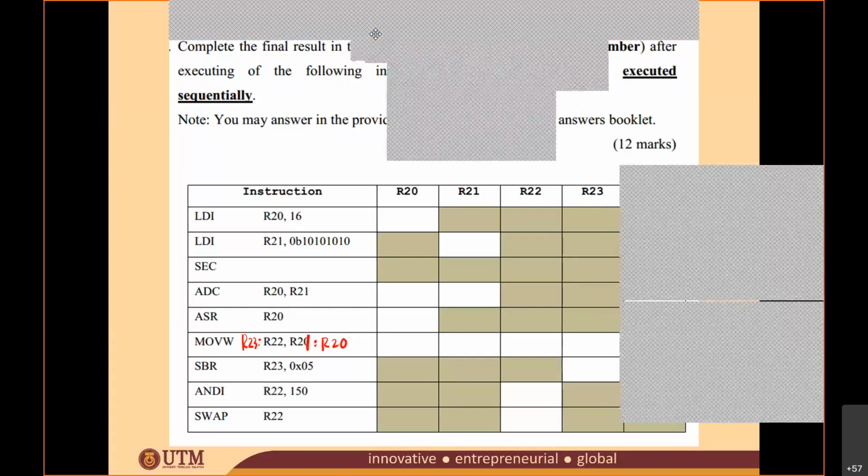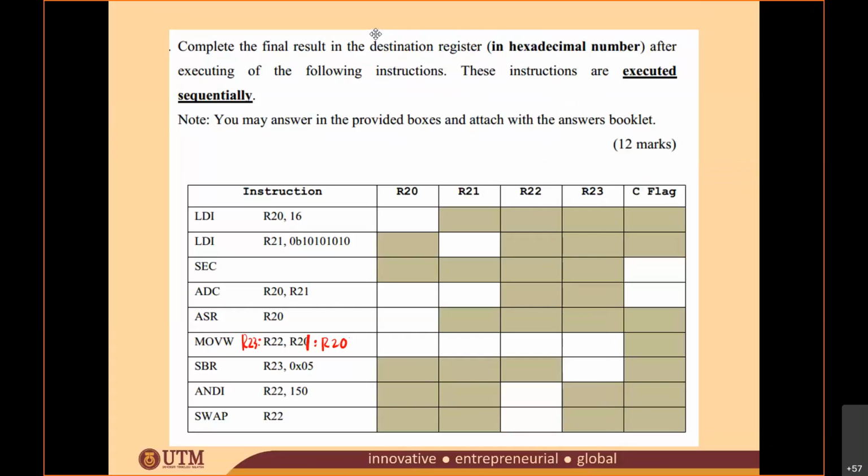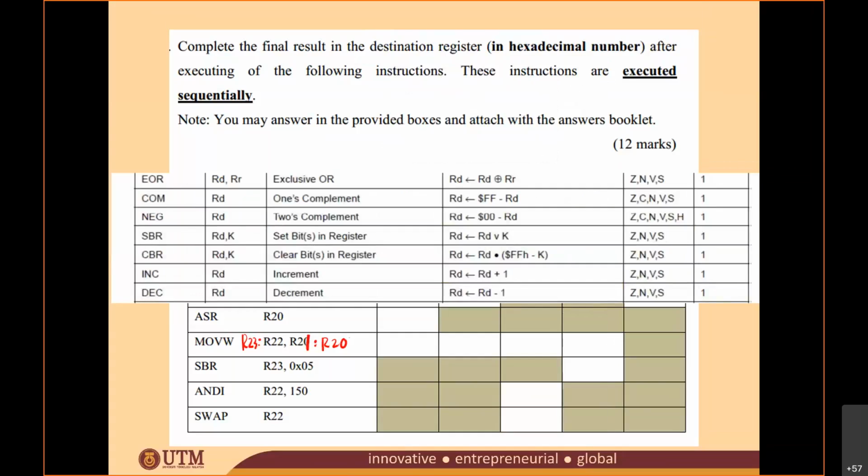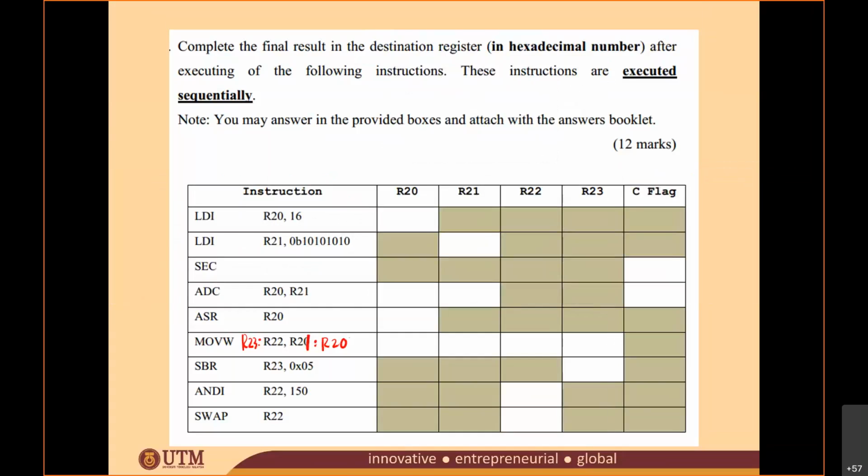After executing the following instructions. Alright, so it says that the instructions are executed sequentially. Okay, so executed sequentially.